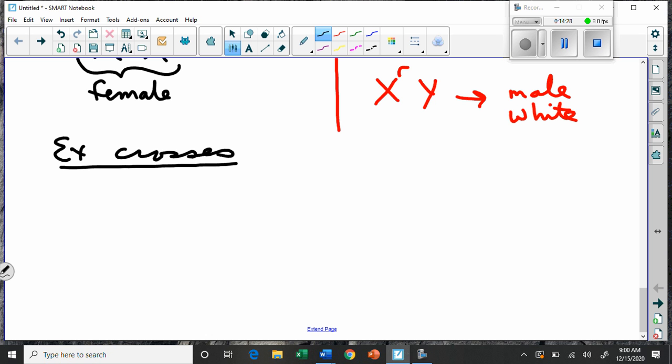Let's take a female who is homozygous for the red eye, and let's cross that. I was going to put an X for cross, but maybe I'll put a plus this time. So we'll mate that with a male. This is a white-eyed male, right? So we have a red-eyed female, homozygous, and we have a white-eyed male.